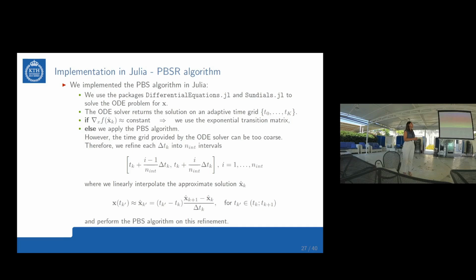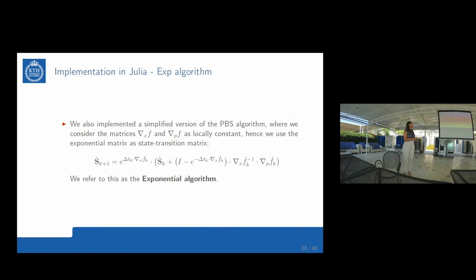So here, keep in mind that we have this if statement. If the gradients are constant, we always use the exponential matrix, otherwise this PBS with refinement. But this refinement is increasing the computational time, so it could be a bit inefficient. So we thought also to implement another method where we always use this exponential transition matrix, even if the gradients are not close to constant. And this is what we call the exponential algorithm.